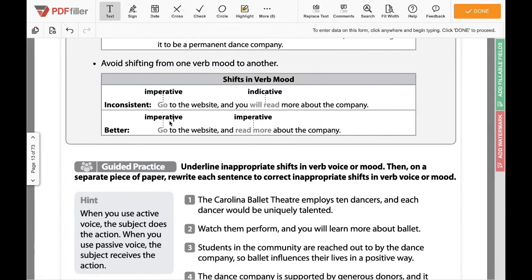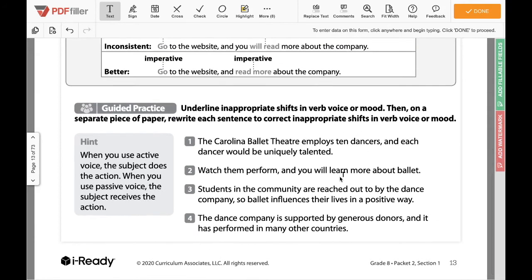In this example, they made them both into that command. So it just says go to the website and read more about the company. Not saying you will read more, just saying you read more. And they also took off that subject you so that it is omitting the subject and just making it a command.